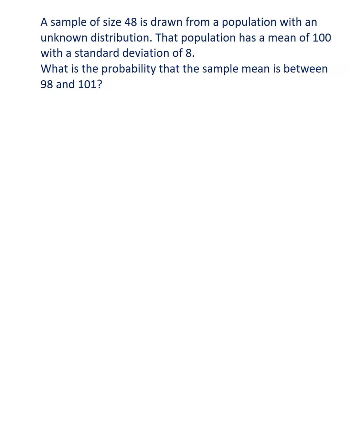A sample of size 48 is drawn from a population with an unknown distribution. That population has a mean of 100 with a standard deviation of 8. What is the probability that the sample mean is between 98 and 101? Okay. So we have a lot of things. We have an unknown distribution. Sample size is 48. Both are good. Mean is 100. Standard deviation is 8. And what is the probability that the sample mean? So it's not an individual, it's a sample mean. And you do know that.